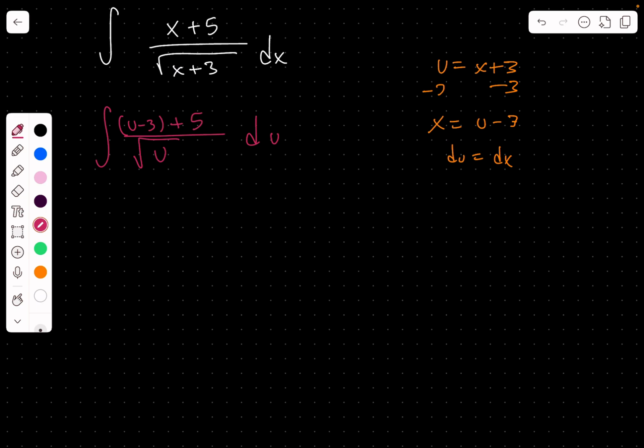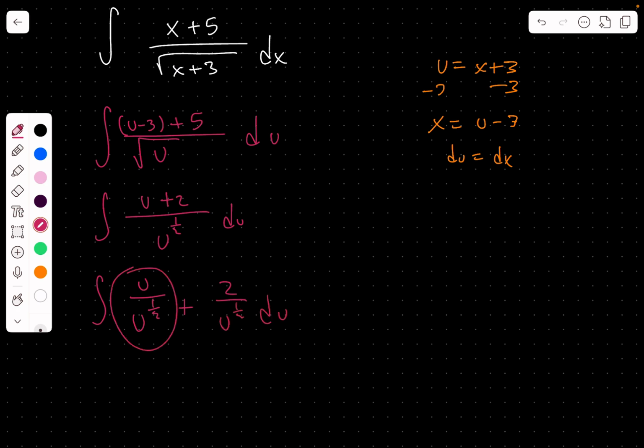Now we are going to simplify this. Let's simplify that numerator. 5 minus 3 is 2, so we get u plus 2 over u to the 1/2 du. Then we can simplify even further by breaking it up. So we have u over u to the 1/2 plus 2 over u to the 1/2 du. This can be simplified, right? And when it's simplified, because this is to the first power, we could just subtract it.